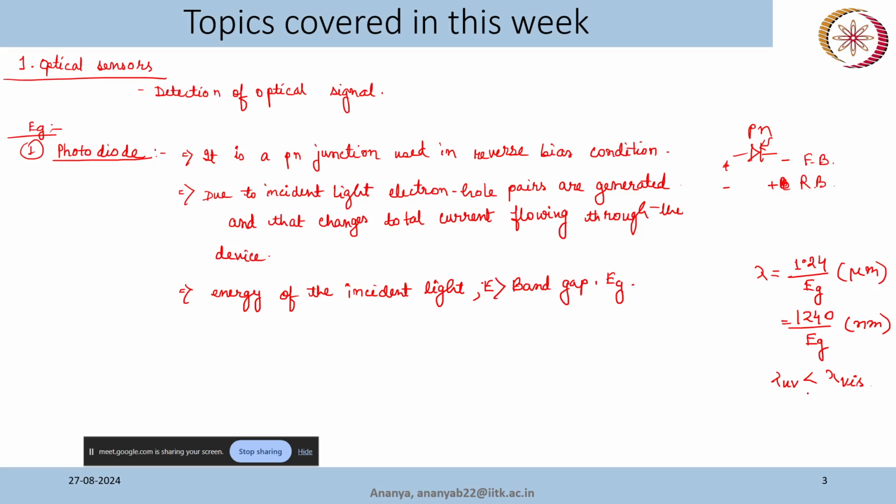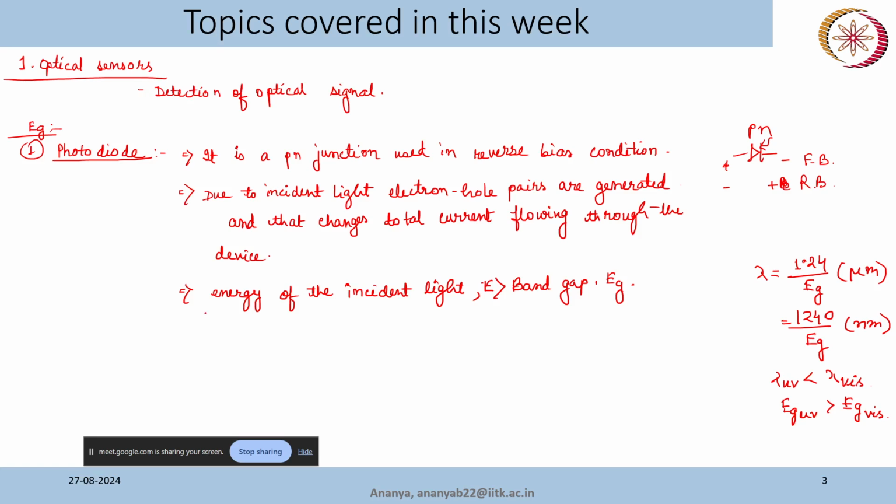So because lambda and Eg have an inverse relation, the material that you are going to use for UV detection should have a higher band gap compared to the material that you can use for detection of visible light. Okay, so this detection is material specific.